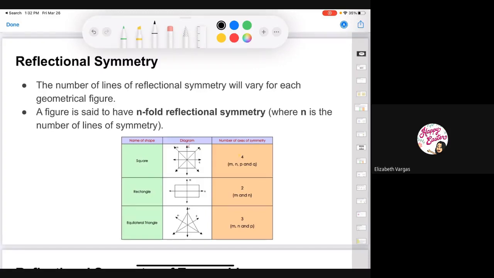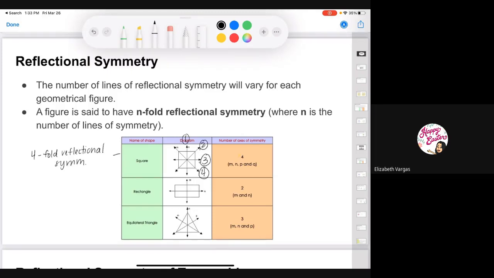So this square right here has 4 lines of symmetry. It has 1 here, 2, 3, 4. It has 4 lines of symmetry, and instead of saying that square has 4 lines of symmetry, I would just say that that square has 4-fold reflectional symmetry. Okay, and that goes for all the figures.